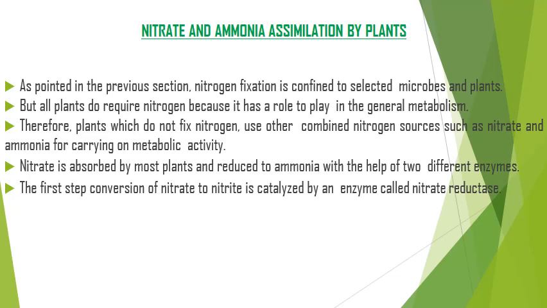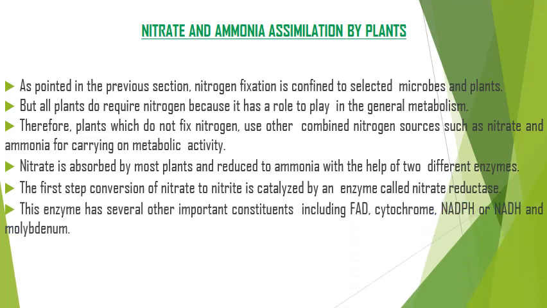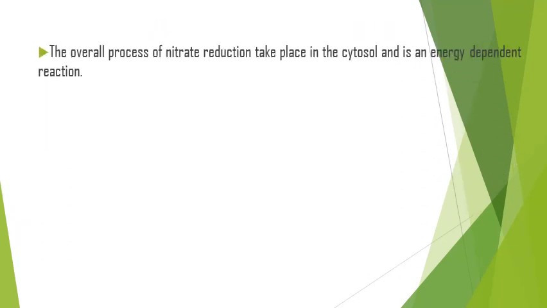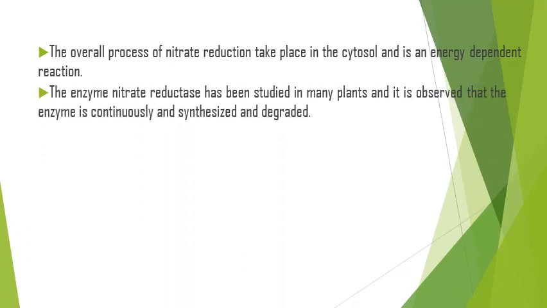The first step, conversion of nitrate to nitrite, is catalyzed by an enzyme called nitrate reductase. This enzyme has several other important constituents including FAD, cytochrome, NADPH or NADH, and molybdenum. The overall process of nitrate reduction takes place in the cytosol and is an energy dependent reaction. The enzyme nitrate reductase has been studied in many plants and it is observed that the enzyme is continuously synthesized and degraded.